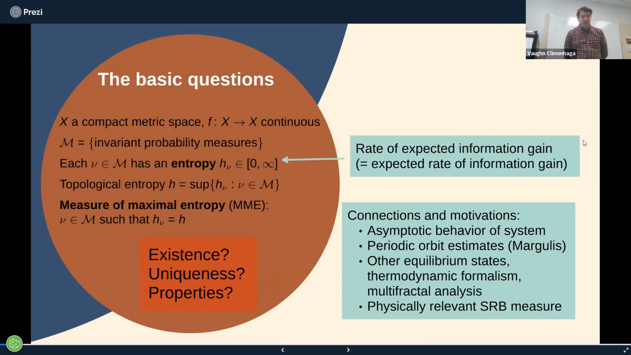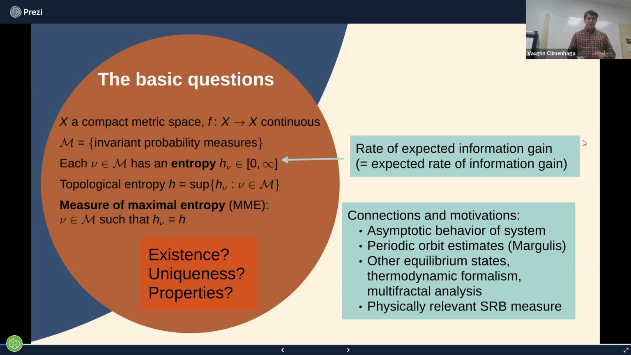So let's look at the basic questions in dynamical systems that correspond to this idea. Suppose we have a compact metric space and a continuous map on it. We may look at the space, we can consider all of the invariant probability measures. And every invariant measure, there may be a lot of them, in the systems we're interested in, there will be a tremendously large number of them. But everyone has a certain entropy associated to it. That entropy is a non-negative number.